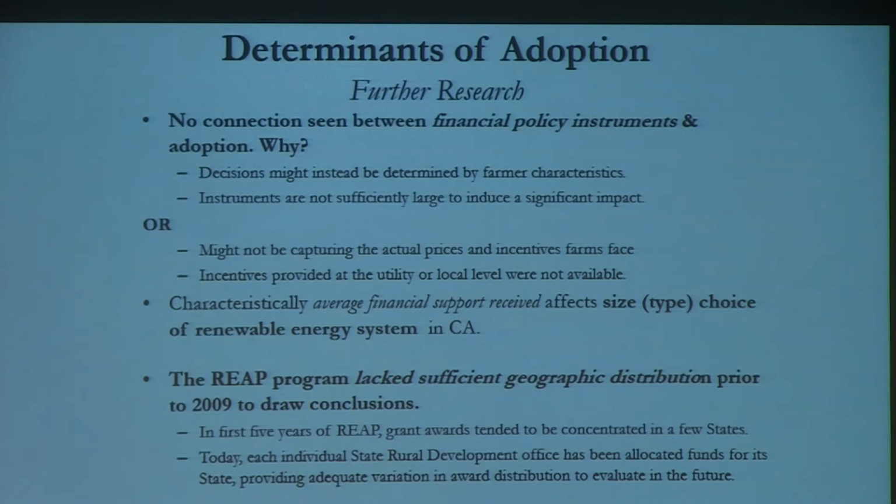And then last, in terms of REAP, we see that we don't have sufficient geographic distribution prior to 2009 to draw any conclusions whether they do affect adoption, which we haven't found. Because in the first 5 years of the REAP program, the grant awards tended to be concentrated in only a few states, whereas today each individual state rural development office has been allocated funds for its state, and thus it provides adequate variation in the award distribution so that we can evaluate this in the future.